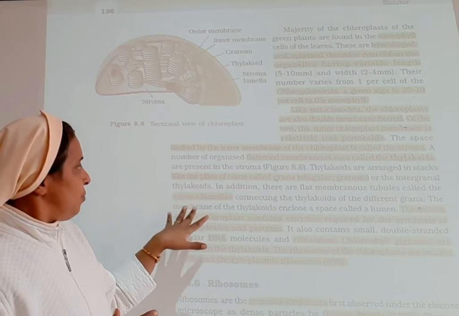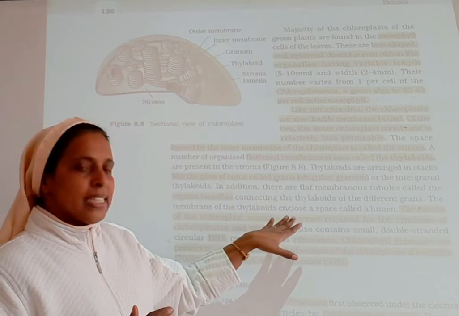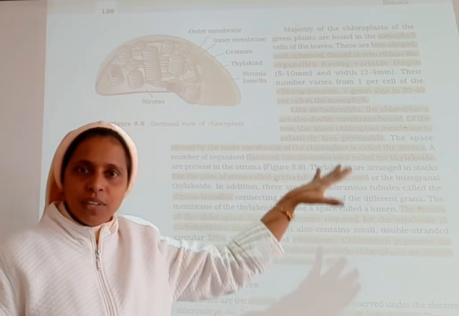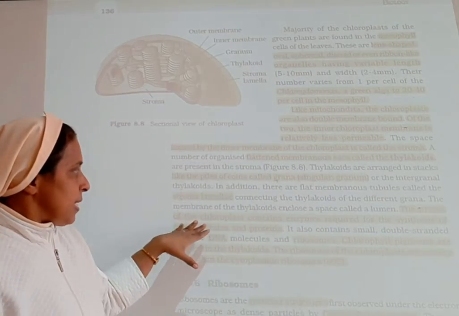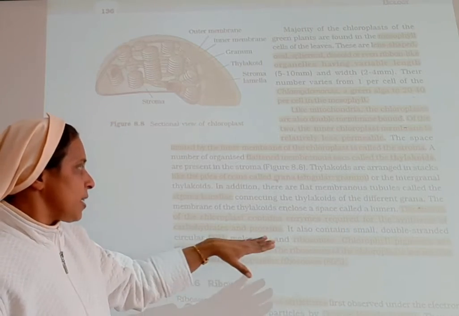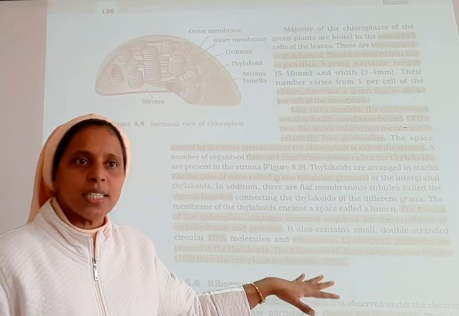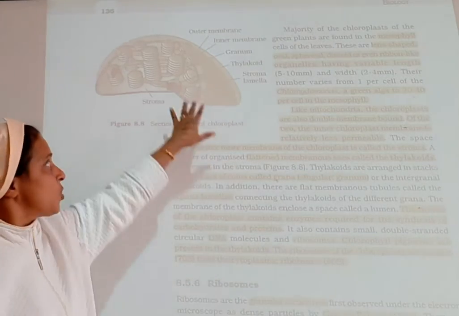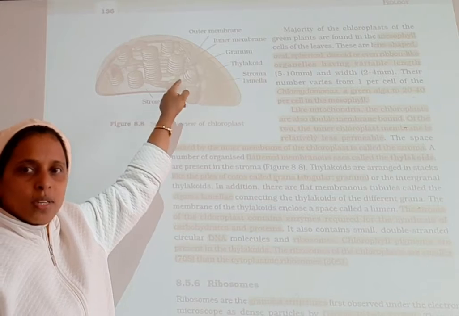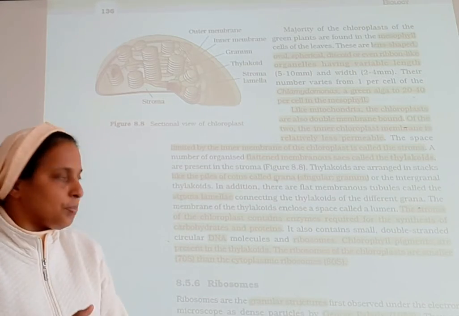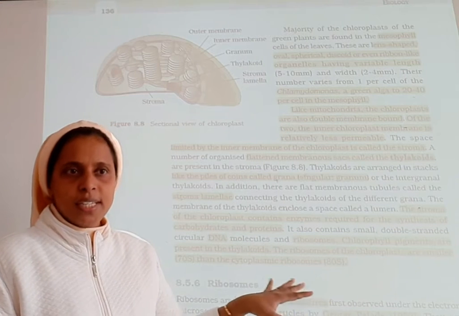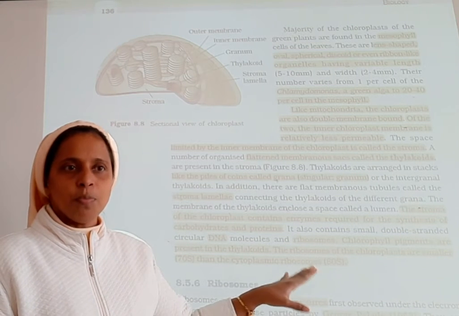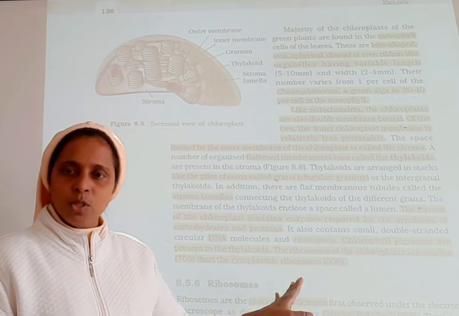Then the stroma of the chloroplast contains enzymes required for the synthesis of carbohydrates as well as proteins. It also contains double-stranded circular DNA, and ribosomes. These chlorophyll pigments are present in the thylakoids, which are arranged like piles of coins. Then the ribosomes of the chloroplast are smaller compared to the cytoplasmic ribosomes, that is 70S, while the cytoplasmic ribosomes are 80S.